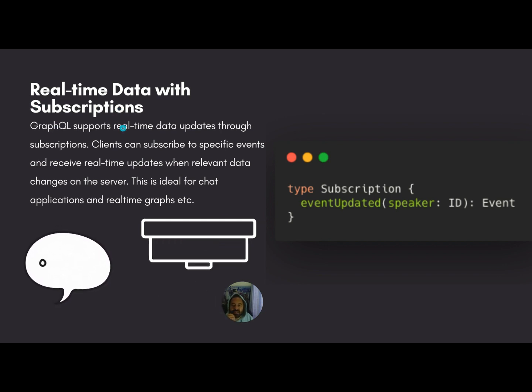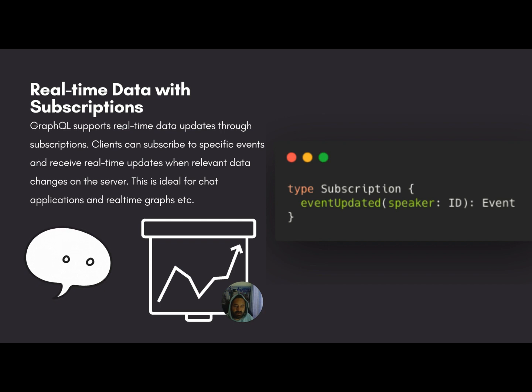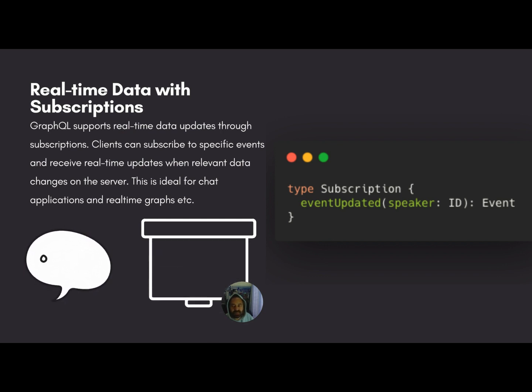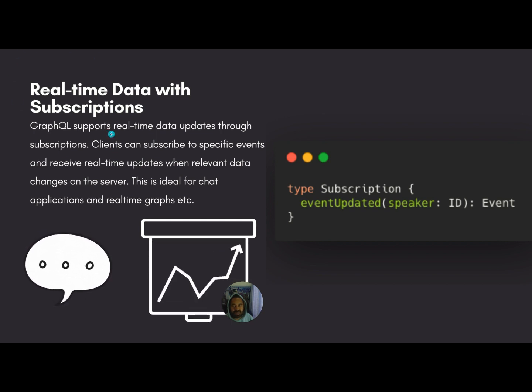Okay, so there's real-time data with subscriptions. So there are queries. All requests in GraphQL are POST requests, but there are queries that get you data, there are mutations that mutate or change data, and then there are subscriptions. So subscriptions are basically, I'll read it from the slide.